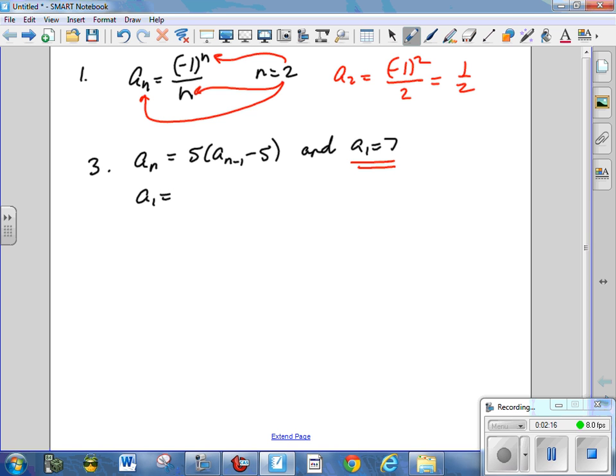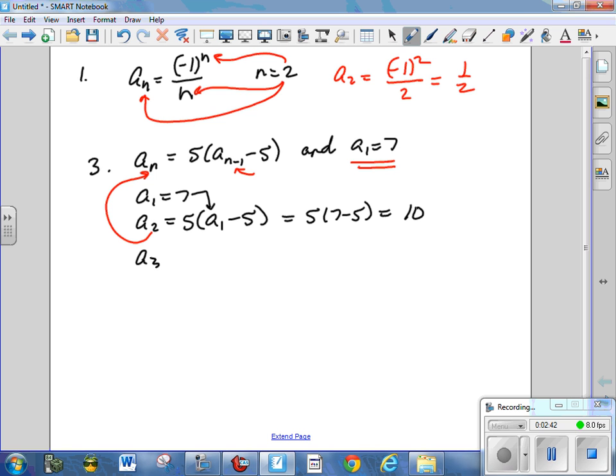So I start out with a sub 1 is 7. A sub 2, well, notice here that n is 2. So that means n minus 1 is 1. So this is a sub 2 is 5 times a sub 1 minus 5. Well, I know what a sub 1 is. That's 7. So I plug that in there, and it's 5 times 7 minus 5, which is 10. Then a sub 3 is 5 times a sub 2 minus 5, which is 5 times 10 minus 5, or 25. And so the correct answer is 25, except I think I did something wrong.